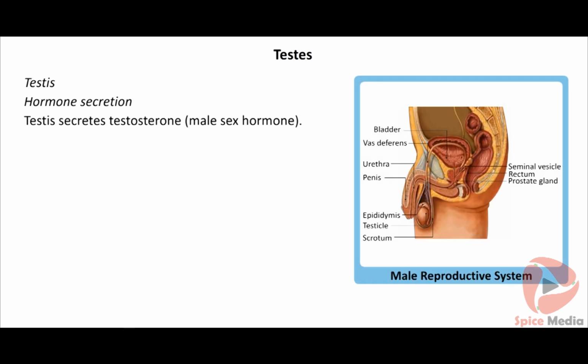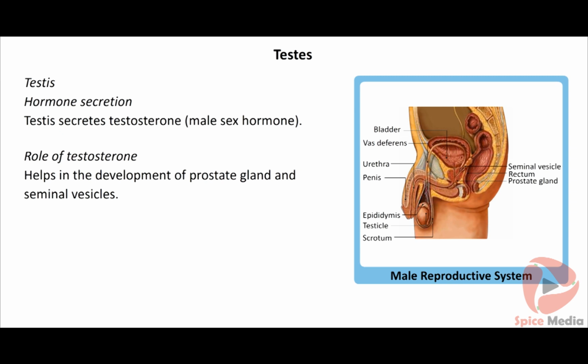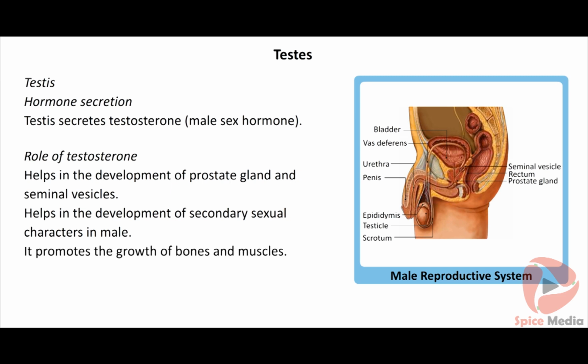Gonads are the organs that produce gametes. Testes are the male gonads and ovaries are the female gonads that take part in reproduction. Apart from producing gametes, these gonads also produce hormones. Testis secretes the male sex hormone testosterone. This hormone helps in the development of prostate gland and seminal vesicles, and also helps in the development of secondary sexual characters in male, such as formation of beard, mustache, and low-pitched male voice. Testosterone promotes the growth of bones and muscles. Luteinizing hormone promotes the secretion of testosterone.